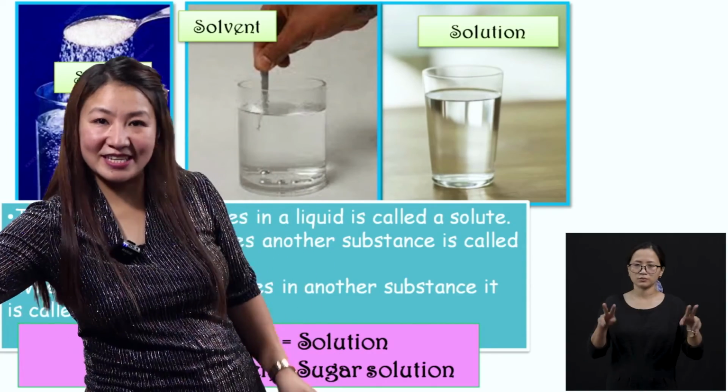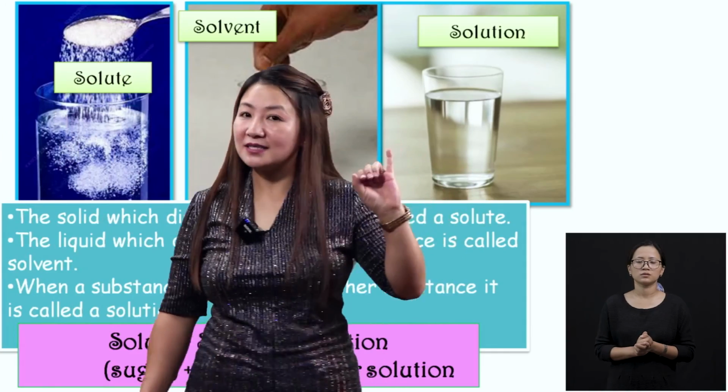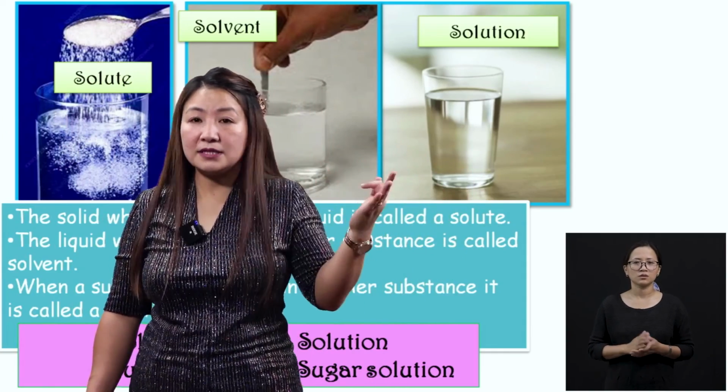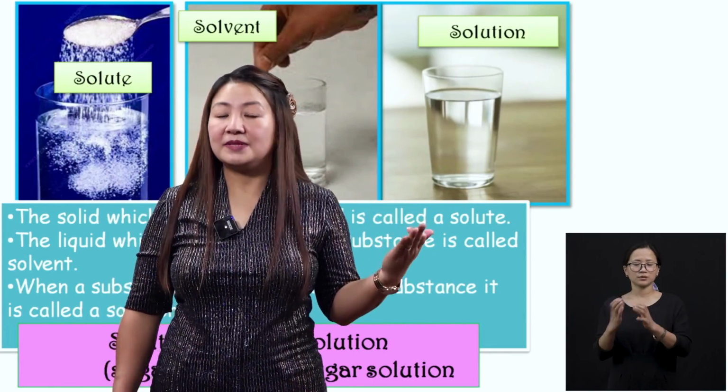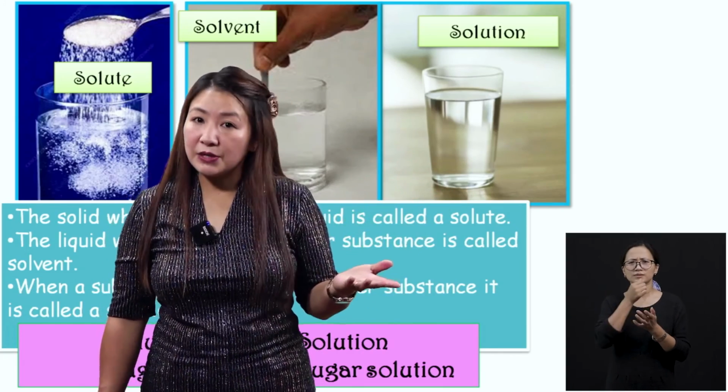Very good. Very interesting, isn't it, children? So you have to keep all these things in mind. The three types of matter are what? The solids, liquids, and gases. And all these can be interchangeable. And we have the solute and solvent, which give you a solution.